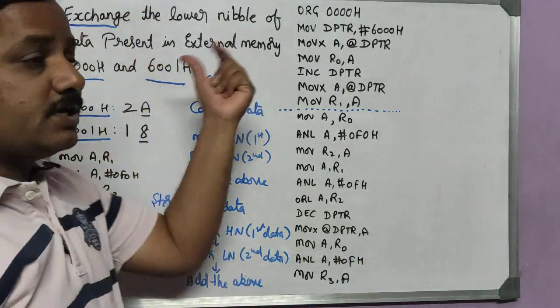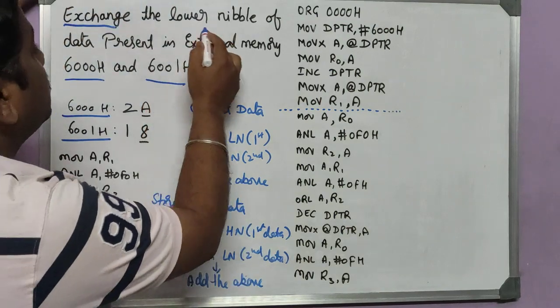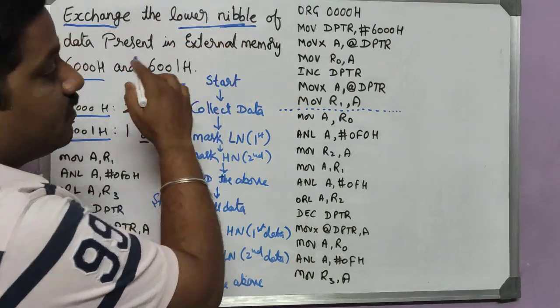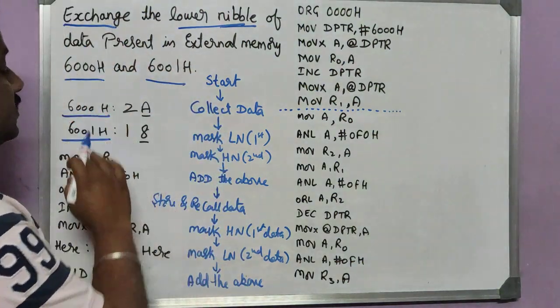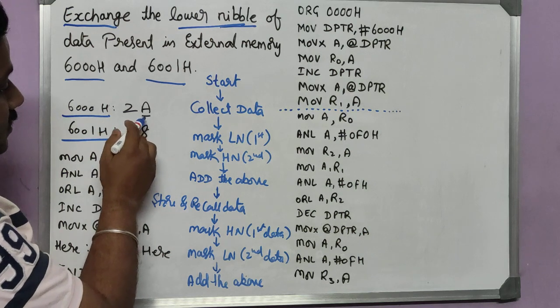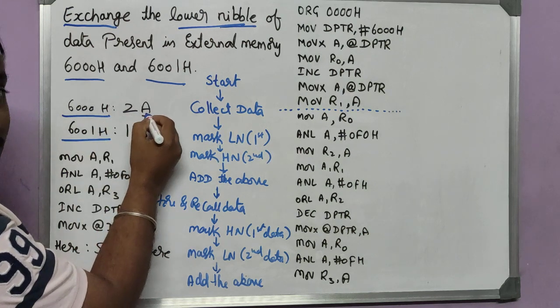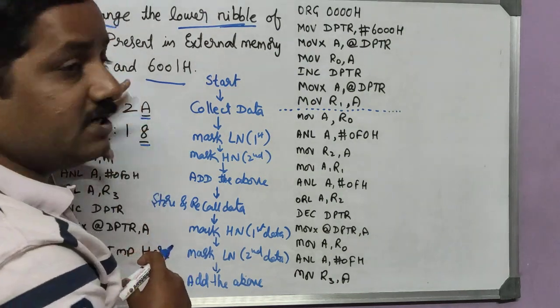Now we need to write a program which will just exchange the lower nibble of both the numbers between 6000 and 6001. It means if I write 2A here, A is the lower nibble here and 8 is the lower nibble in this case. These two have to be interchanged.